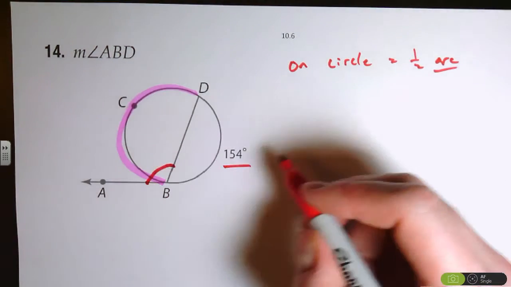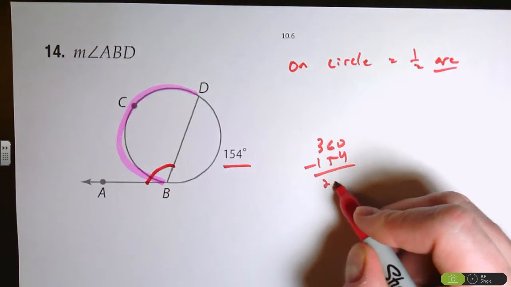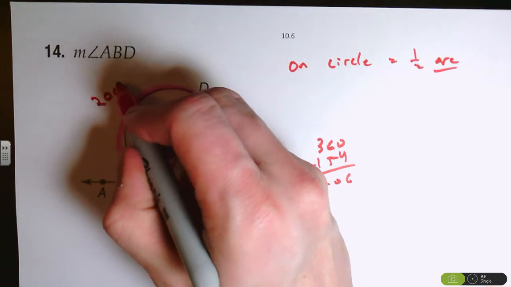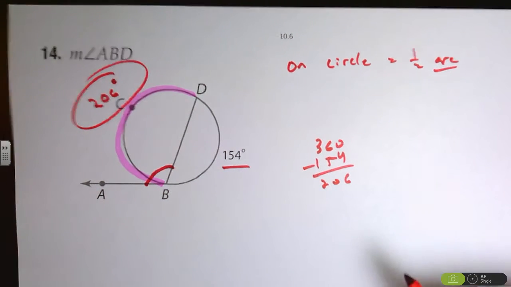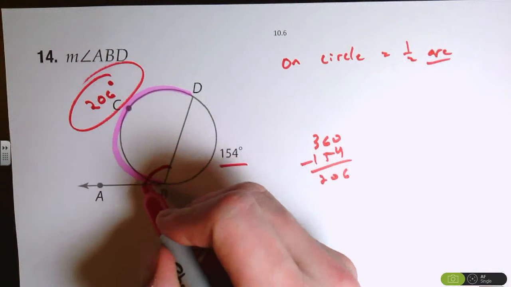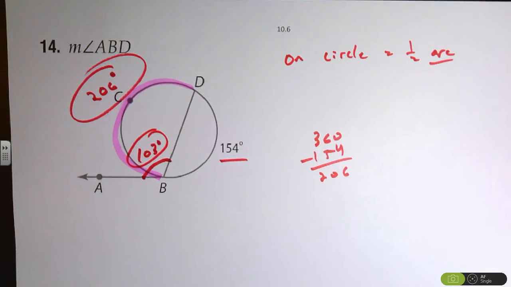I don't know that arc, but I know this one's 154. So that must be the rest of the circle then. So 360 minus 154 gives me 206 degrees. So half of that is the angle, so 103 degrees. This angle DBA, or ABD, however you want to say it. Okay.